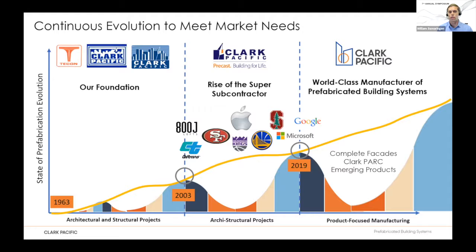And really around 2019, when we started to finish up our Stanford Escondido Village project, which you saw on the first opening slide, we understood and realized that our project-to-project approach, even though it saw tremendous growth between 2003 and 2019, wasn't supporting the markets fast enough, and we weren't delivering the level of prefabrication that the market was desiring. And so in 2019, and really starting in 2018, we decided to move from a super subcontractor into the world of world-class manufacturing and prefabricated building systems.